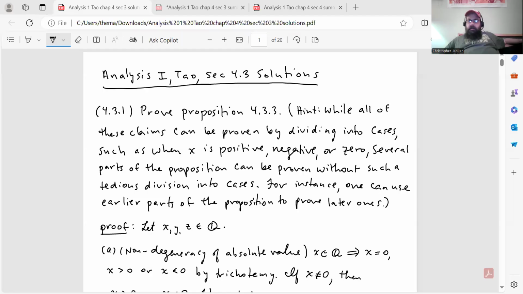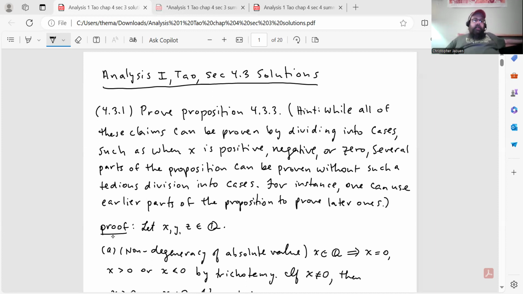I want to go over my solutions to section 4.3, the exercise set for section 4.3 in Tao's Analysis 1 book, which is what I'm going to do here in this video. So let me bring up my solutions and we'll go through them. Okay, and I have the summary for section 4.3 up as well, so I can refer back to the theorems, because basically what he asks you to do in this exercise set is to prove the theorem.